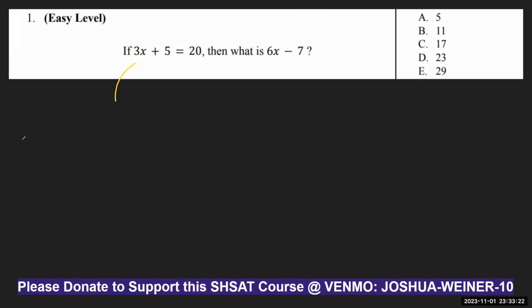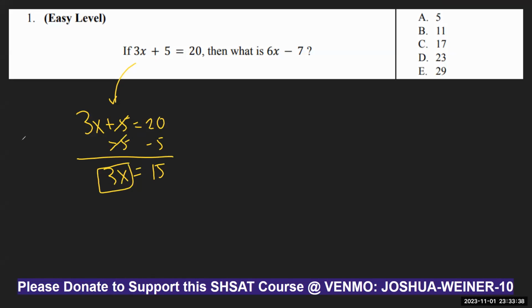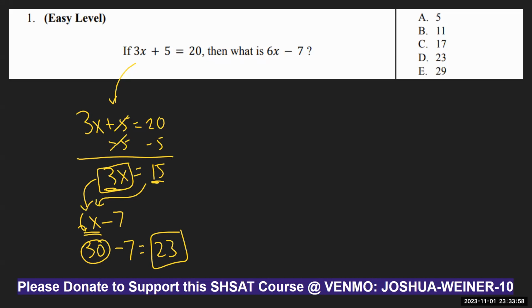Well, we talked about how to do shortcuts here. If 3x plus 5 equals 20, we can subtract 5 from both sides using algebra. The 5's cancel, and 20 minus 5 is 15. So 3x is 15. But the expression we want is 6x minus 7. Since 3x is 15, we know that 6x is 30, because it's double 3x. Then 30 minus 7 is 23. And the correct answer was D, 23, for question number 1.